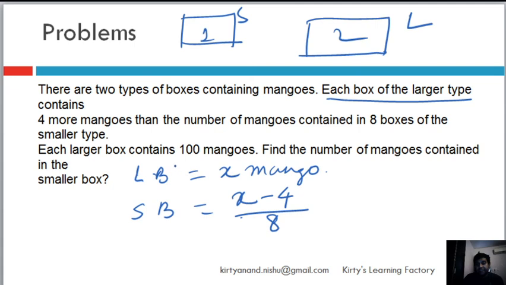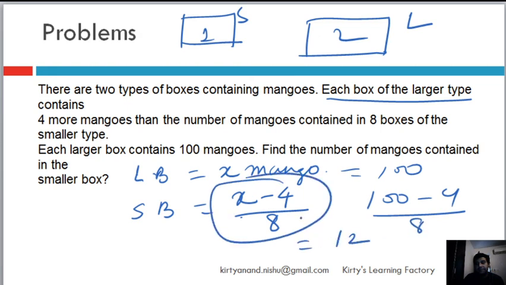Now it says that each larger box has 100 mangoes. Okay. So find the number of mangoes in the smaller box. So basically here I am saying that larger box has 100 mangoes. Okay, this is x is equal to 100. So it is 100 minus 4 by 8, which is basically 12. See, you put 100 here, you will get how many mangoes are there in the smaller box. So like I said, you can assume anything which is unknown and you can solve it. You just have to establish the relationship which is given in form of statements.